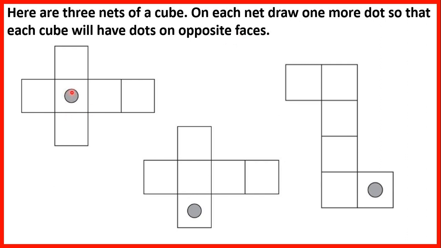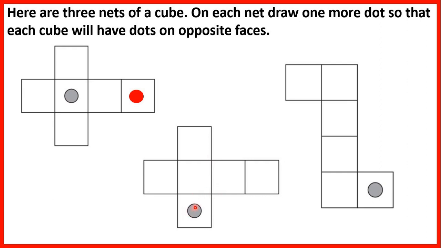So if this dot is the base of the cube, these 4 sides, these 4 faces will fold up, and then this face here will fold all the way over the top. So we need our dot on this face here.